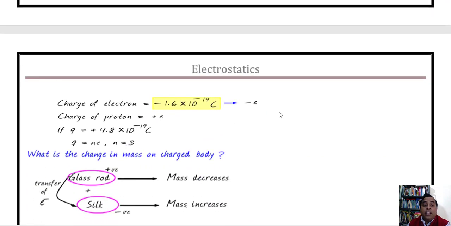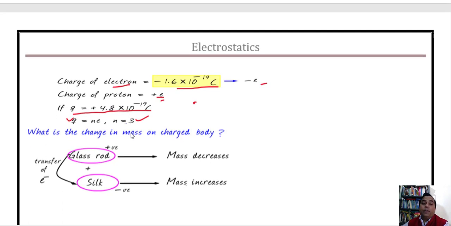Now the next question. Charge on one electron is this much, charge on a proton is this much. Is it possible to generate this much value of charge? Again use the formula, Q = N × E. Find the value of N. N comes out equal to 3. It is a whole number, so yes, we can generate this value of charge.